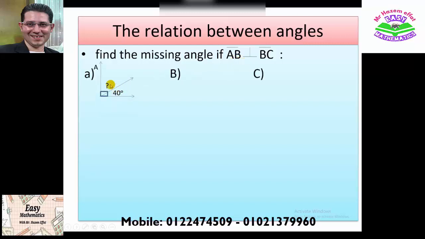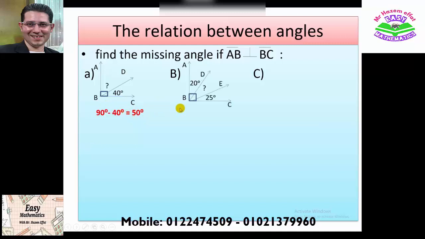Let's see. In shape A, he gave me AB perpendicular to BC. That means ABC equals 90 degrees. And he gave me a part of this angle, which is DBC equals 40 degrees, and asked me to find the other angle. Okay, how to find angle ABD? By subtracting 40 from 90, it will be equal to 50 degrees. So easy.